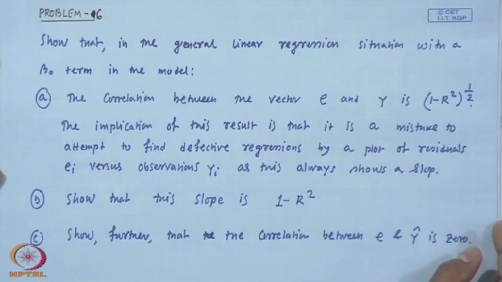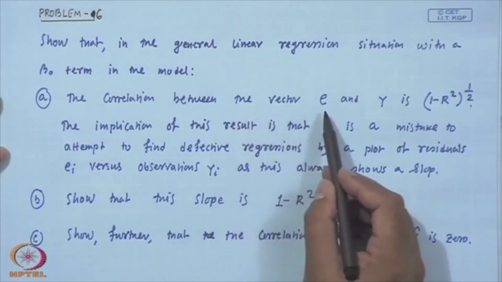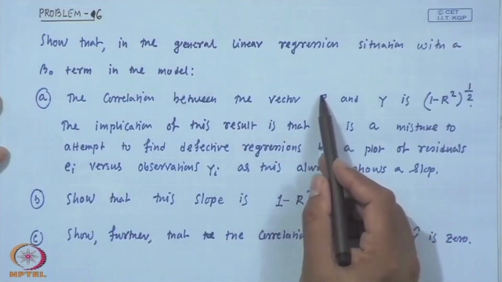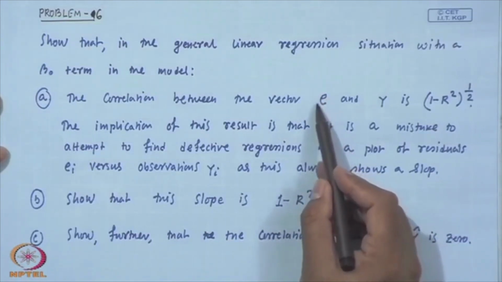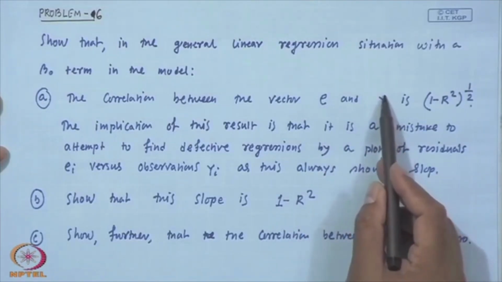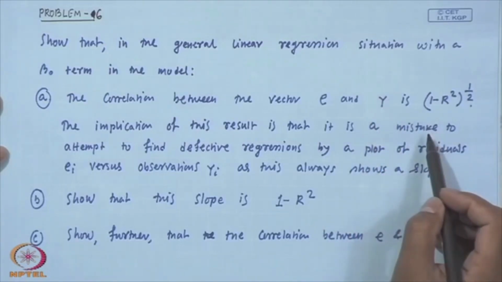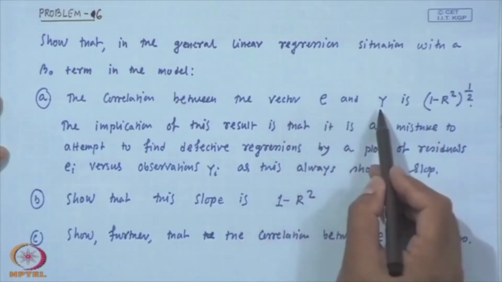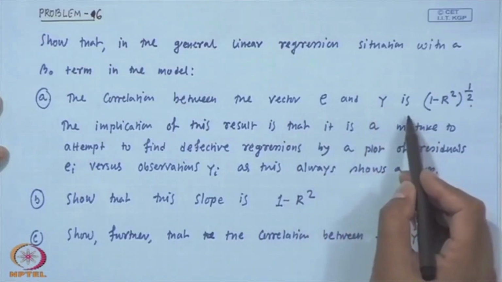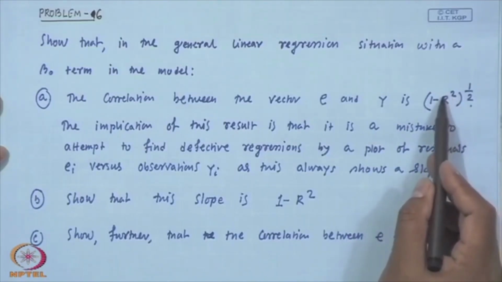So, the first part says that you find the correlation between the vector E and y. So, this E is the residual vector and y is the observed response. Okay. And we have to find a correlation between E and y, and we have to prove that that is square root of 1 minus r square, where r square is the coefficient of multiple determination.